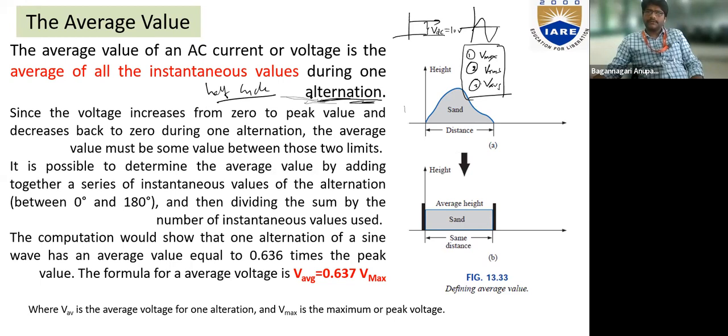We know that a cycle is a combination of two half cycles. What are the two half cycles? A positive half cycle and a negative half cycle. So each of those half cycles you call an alternation, right? So the average value of an AC current or voltage is calculated over a half cycle. Why don't we calculate it for a full cycle?